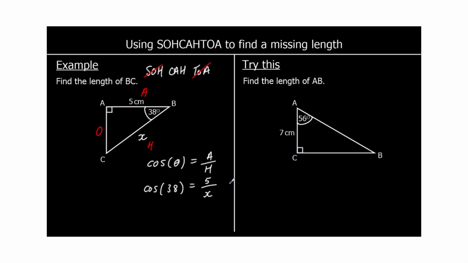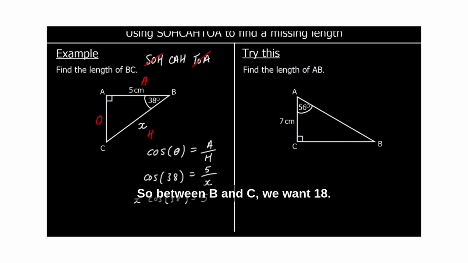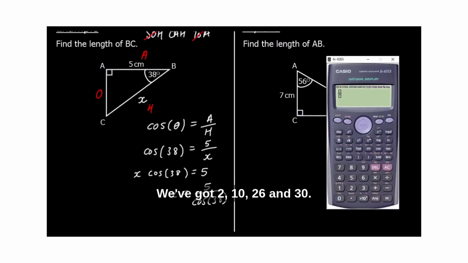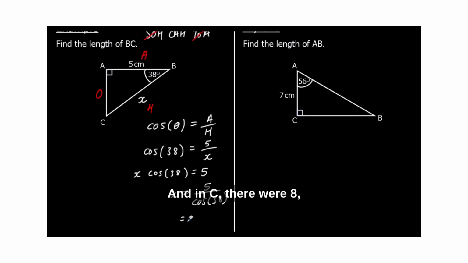How do we get x by itself? So we can multiply both sides by x, which will get x times cos 38. So x cos 38 equals 5. And then to get x by itself, divide both sides by cos 38. So x is going to be equal to 5 divided by cos 38. So we'll type this in the calculator. So 5 divided by cos 38, and we get 6.35 to 2 decimal places. So 6.35, and again it's centimeters to 2 decimal places.